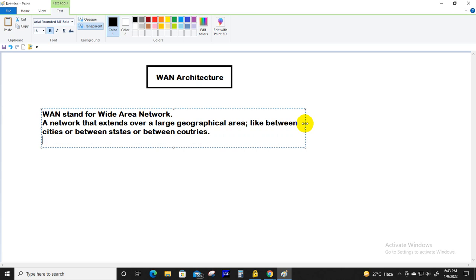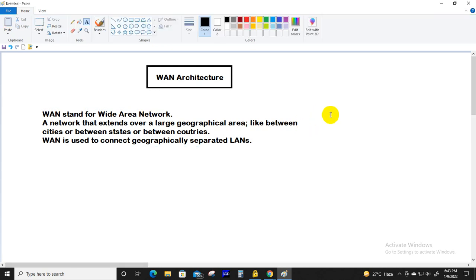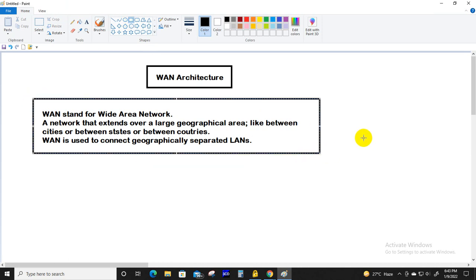Basically, we can say WAN is used to connect geographically separated lands. Geographically separated lands. So this is what WAN is.